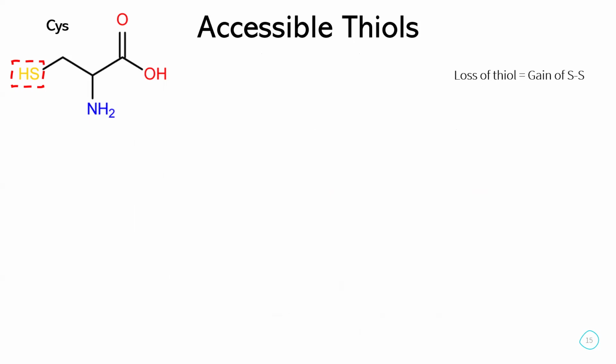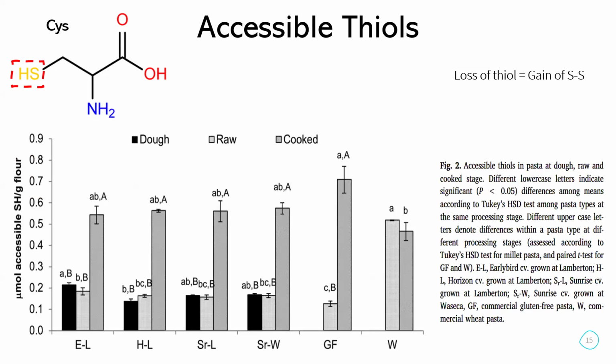Thiol groups of the cysteine residues have a profound impact on the protein interaction in cereal products. Processing can induce disulfide interchange that can impact the protein network formation. So a change in accessible thiols can also indicate a change in the protein structure.